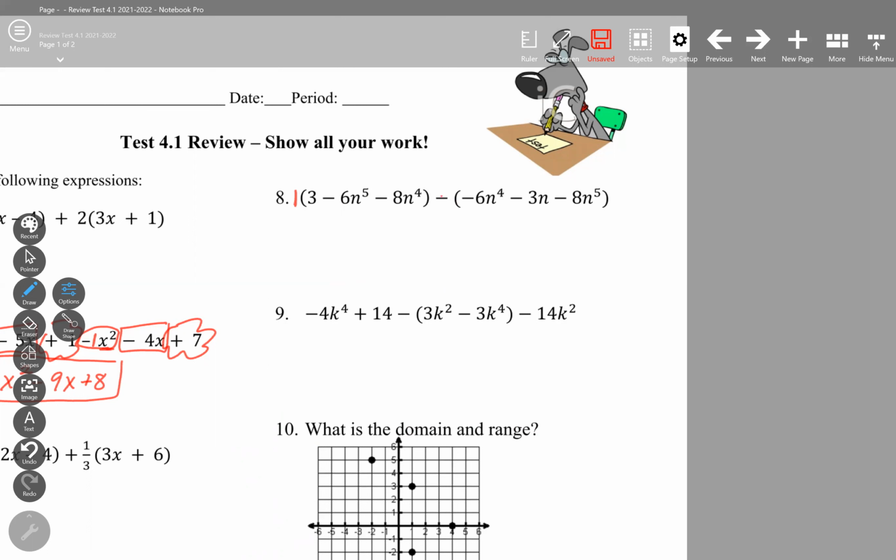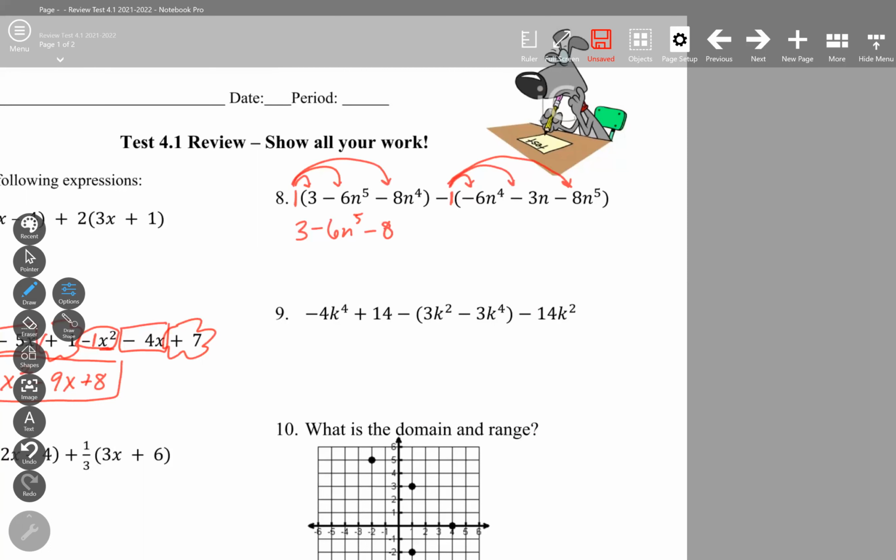So in order to do that, we're going to remember that this is like a -1 in front, and we are really multiplying a -1 to each of the coefficients of these 3 terms. So we're going to multiply the numbers in, and then we're going to combine like terms. So we're going to do 1 times 3, which is 3. And then we're going to do 1 times -6n to the 5th. So that's -6n to the 5th. And then we're going to do 1 times this -8n to the 4th.